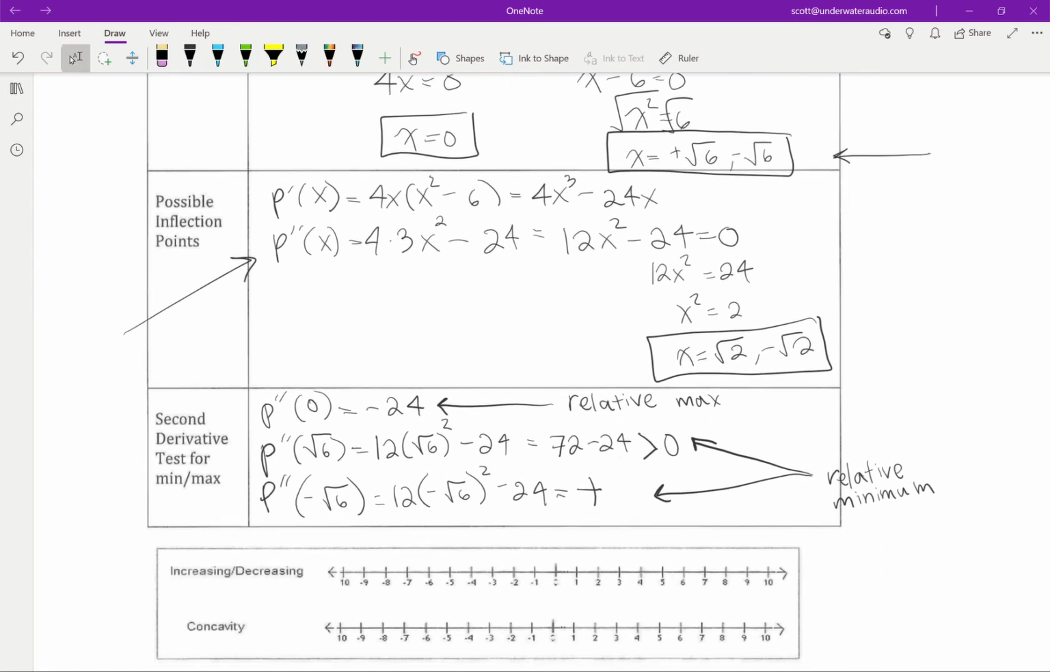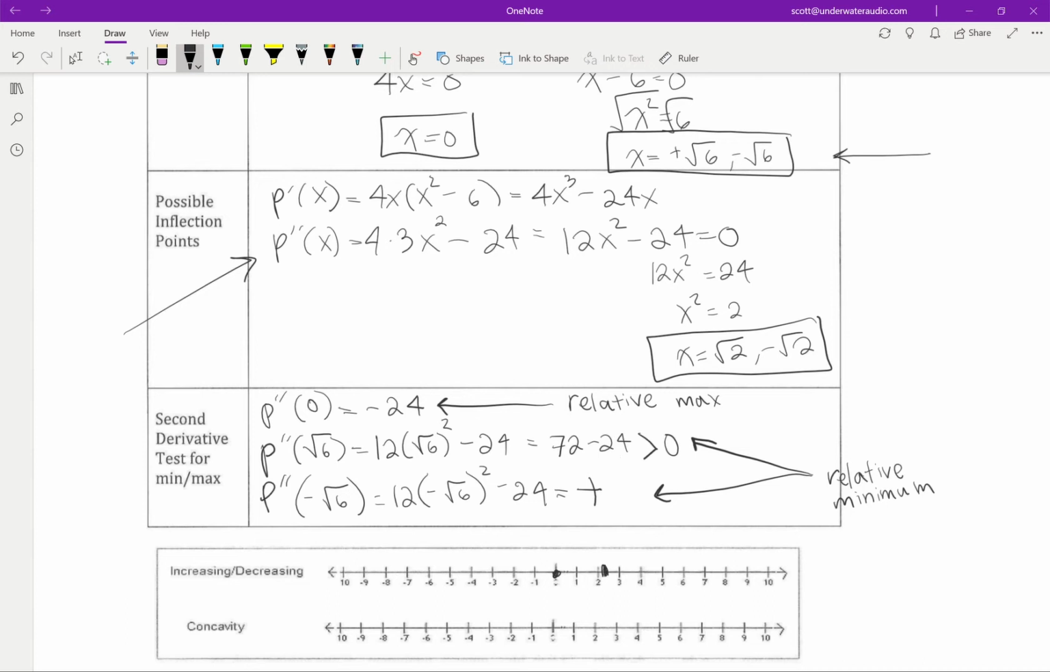So now I need to think about where it's increasing and decreasing. I've got quite a few numbers here this time. So 0 is one of my critical points. And then square root 6. To figure out where to put square root 6 on this number line, I would do a little bit of mental math. So the square root of 4 is 2. And then let's see what's next. The square root of 9 is 3. So this has got to be somewhere between 2 and 3. I'll just put it right here.